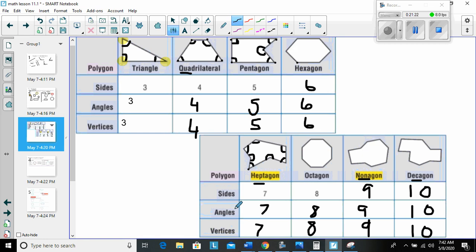A lot of times we say a heptagon is a 7-sided polygon. A nonagon is a 9-sided polygon, okay? All right, and they do go to more. There's an 11-sided polygon and a 12-sided polygon, right? And the polygons can have 100 sides. It's just going to be lots and lots of line segments, all right?